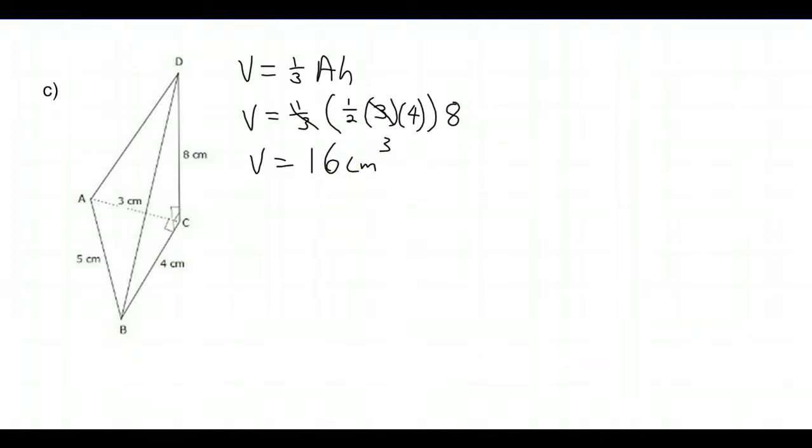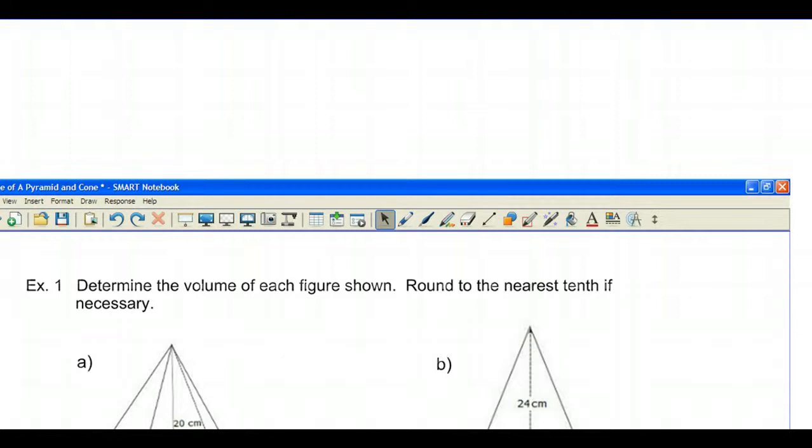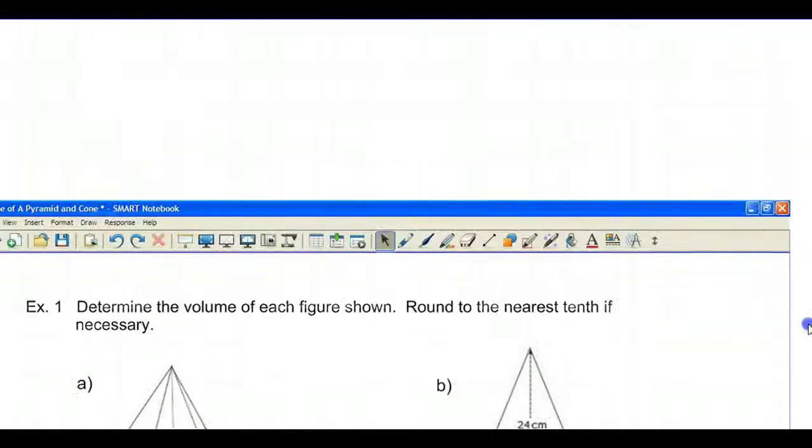Next page. I think it's the next page. Let's check. Oh. That's weird. Where did that come from?